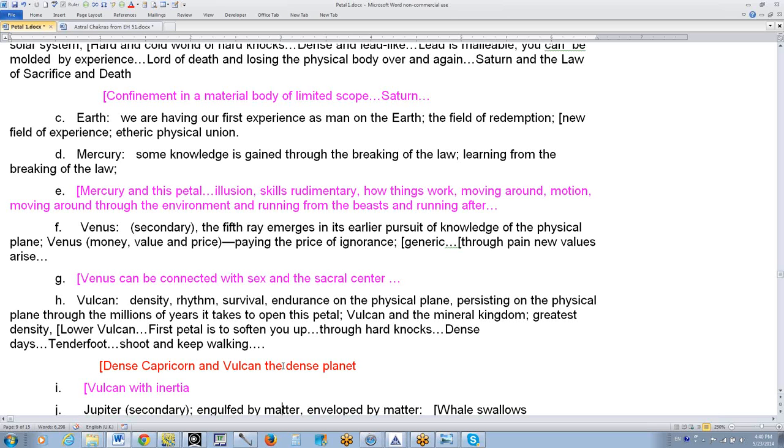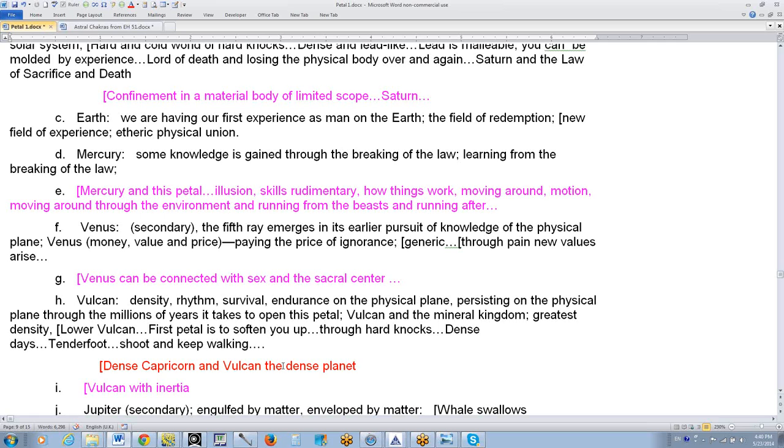Vulcan is related to the mineral kingdom, and that's the kingdom of greatest density. So man is definitely in the hard world. The lower part of Vulcan, well, the first petal, one of the purposes is to sort of soften you up through hard knocks, rendering some degree of sensitivity. Vulcan, in its lower aspect, is not much sensitivity at all. It's the ability to stand and deflect whatever impression might come from you. So these are the dense days.